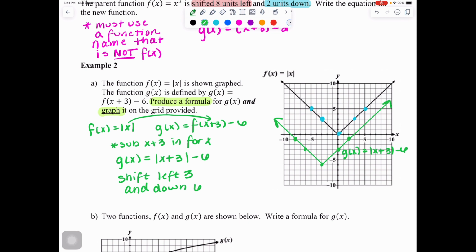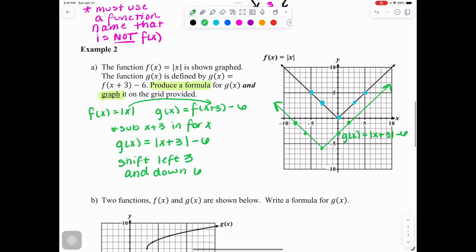So now with learning this, I'm hoping that you're seeing these absolute value graphs that we used to have to break up into pieces to write the equations for. We can now just look at how it's been transformed from the parent function and be able to quickly come up with an actual absolute value equation for these new pictures, which is something we were not able to do before. Let's look at part B now.